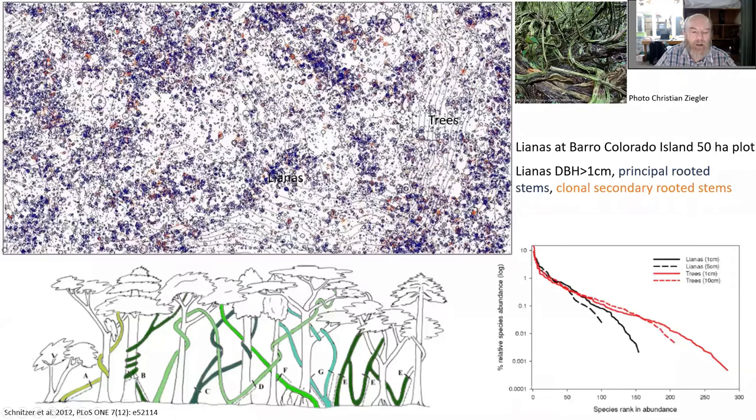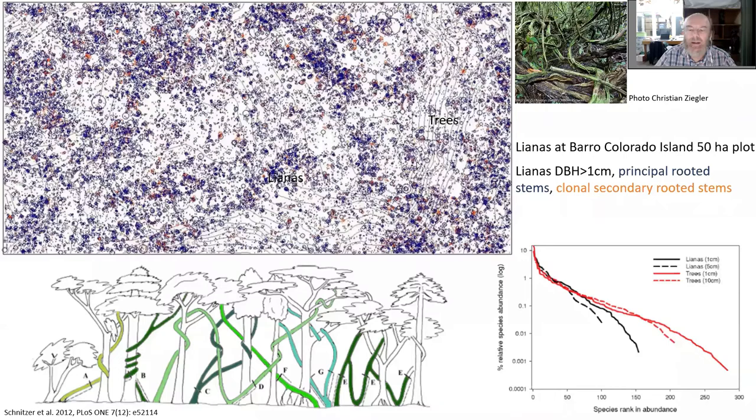Some of them go up to the canopy, then they return, they can have secondary rooting, then they go up again. Of course, they can also branch, and so it's very difficult to decide what is an individual in lianas when you are surveying live forest in the plot. But at the same time, there is a lot of lianas. You can see all these blue dots are individual lianas at the 50-hectare plot, and the red ones are secondary stems of lianas.